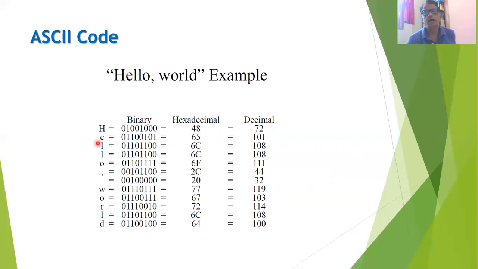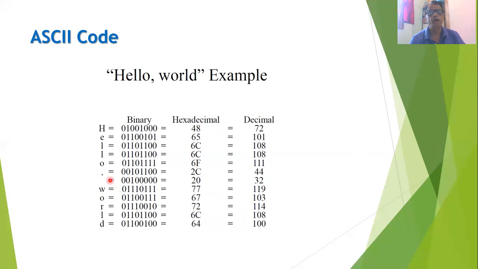Similarly, whenever I type the letter e, the ASCII binary sequence is 01100101. In hex form, it is 65. And when I convert this into decimal, the number 101 will be stored for the letter small e. In this way, we can compute the decimal equivalent for each letter that we type in this string of hello world.